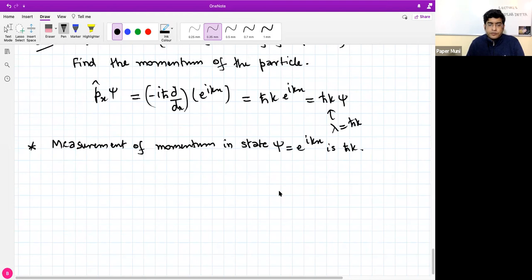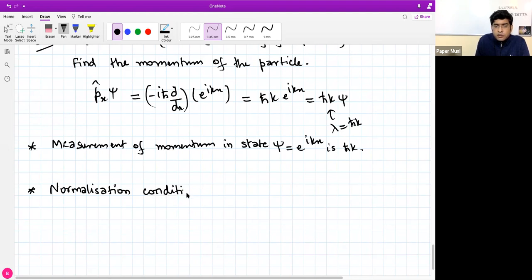Now next is the normalization condition in superposition state. How do we write down the normalization condition in superposition state? So far we have been discussing a pure state. So how can we write down the normalization condition in a superposition state?